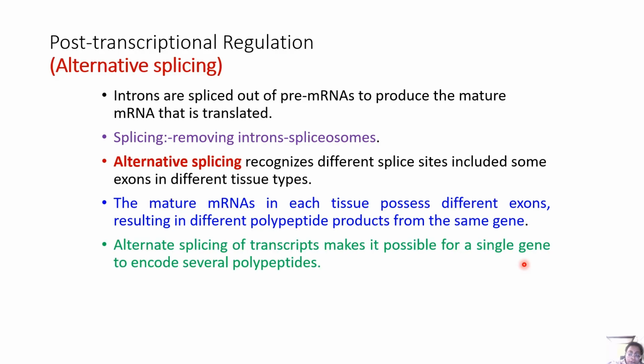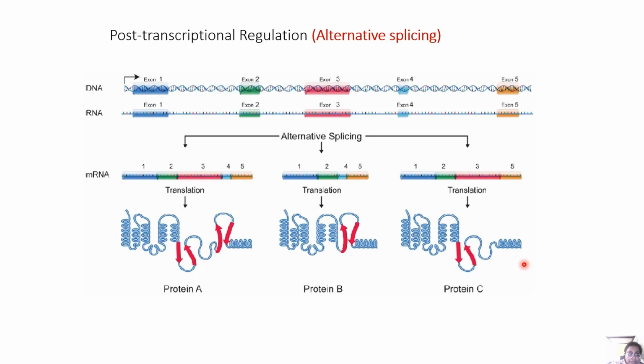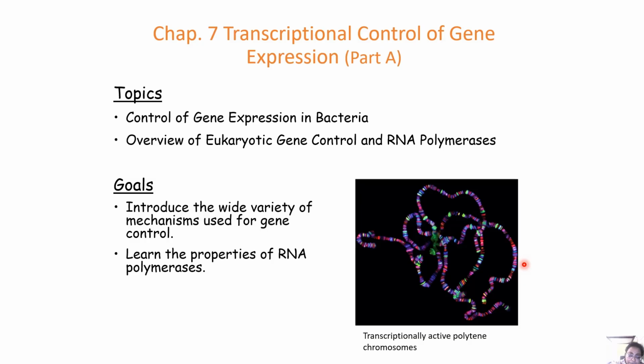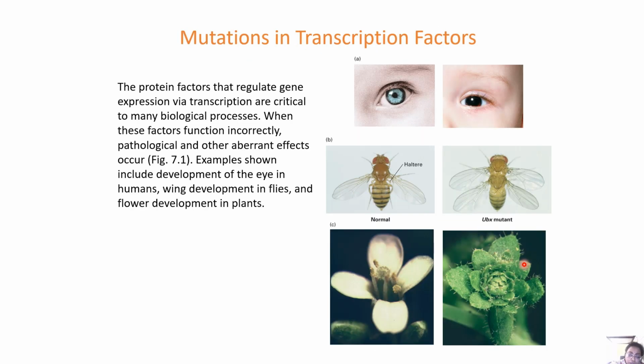An alternate splicing of transcripts makes it possible for a single gene to encode several polypeptides. The alternate splicing mechanism generates protein diversity. If we talk about the post-translational transcriptional regulation or alternative splicing, there are different factors that cause mutations in transcription factors.